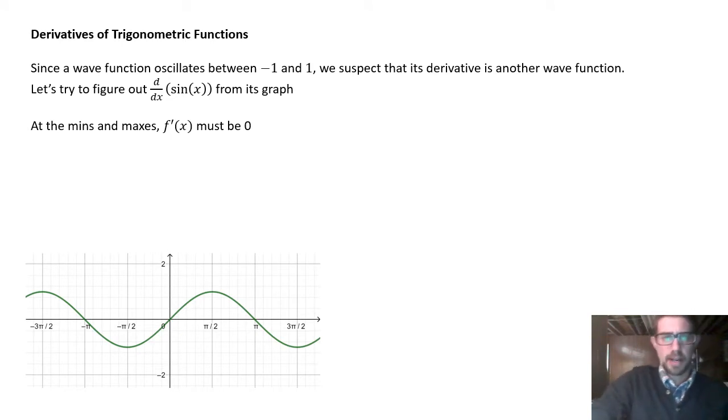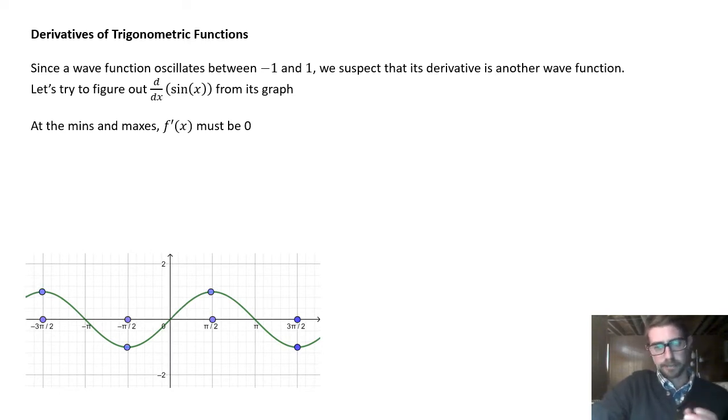That's good old sine of x. It's the one that goes through the origin. So just like we did before, where I said, okay, here's a curve, draw its derivative, we have two things we know off the bat. The first thing is, if you look at those, let's see, 1, 2, 3, 4 mins and maxes on that graph at all the pi over 2's, at those 4 points, whatever the derivative of this is, it would have to be 0. So it has to hit the x-axis at those 4 points.